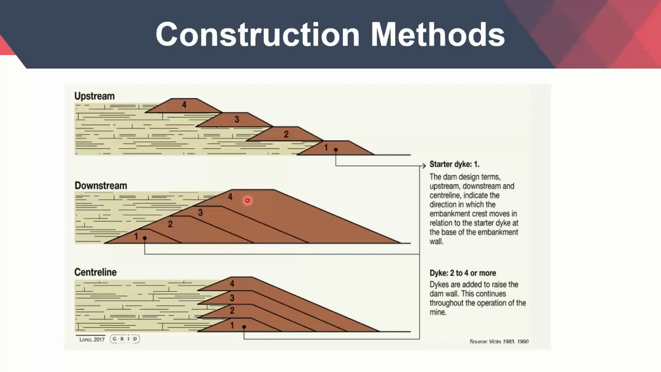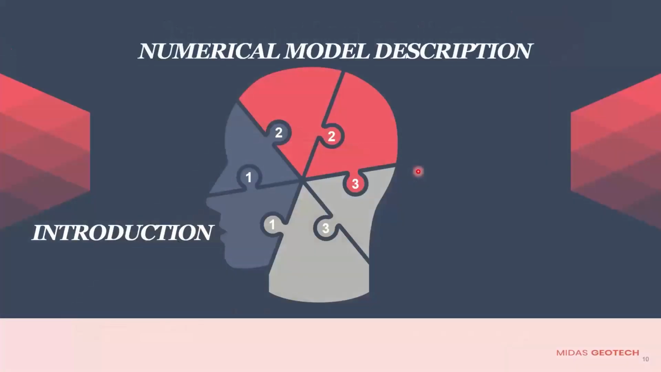So here you have an upstream and a downstream construction, which essentially requires that you need less material than the downstream method, but still you need more material than the upstream method. But on the good part, this dam is much more stable than upstream construction dams. So with that being clear, let's come to the numerical model.